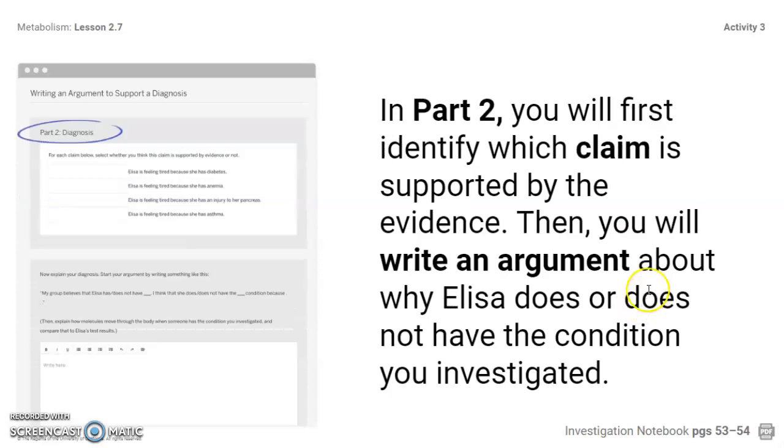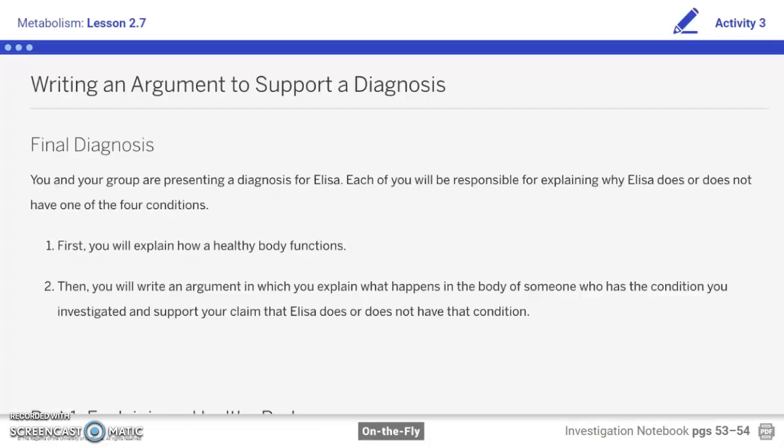Now we're going to look at part 2, which is also in part 3 of your lesson. It's just a little bit further down the page, but you're going to first identify which claim is supported by the evidence. Then you're going to write an argument about it. In your argument, you want to say that Elisa does or does not have the condition you investigated, and you're going to describe why she doesn't have the condition that you investigated. So again, jump back into activity 3.